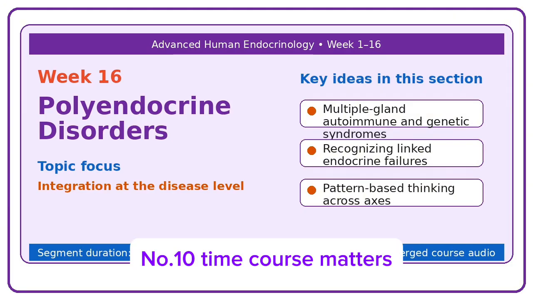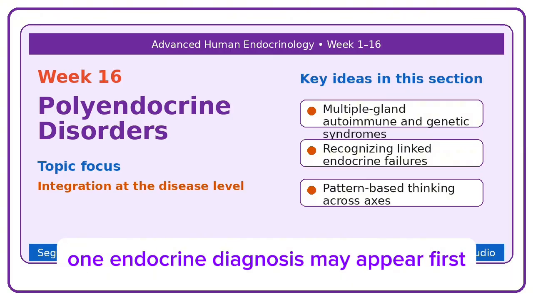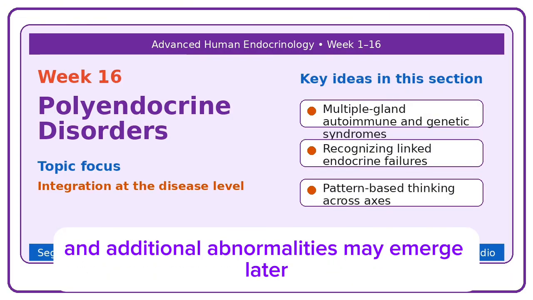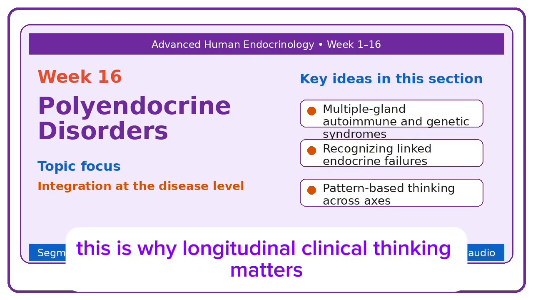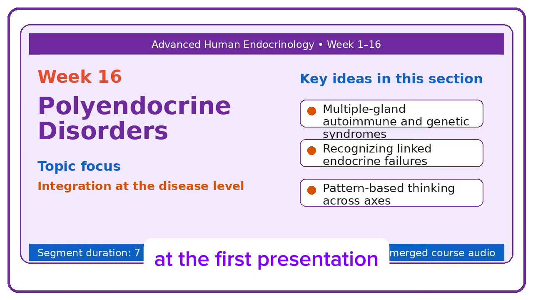10. Time course matters. Polyendocrine disorders may unfold over time. One endocrine diagnosis may appear first, and additional abnormalities may emerge later. This is why longitudinal clinical thinking matters. A patient's endocrine state is not always fully visible at the first presentation.